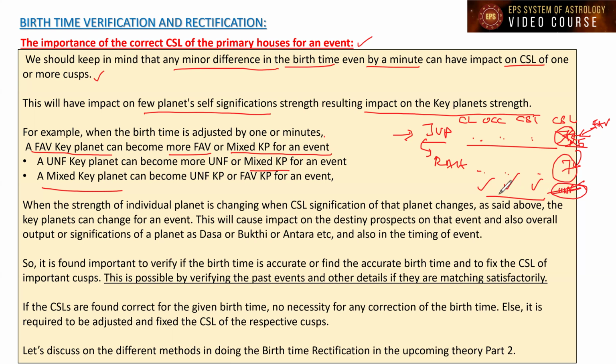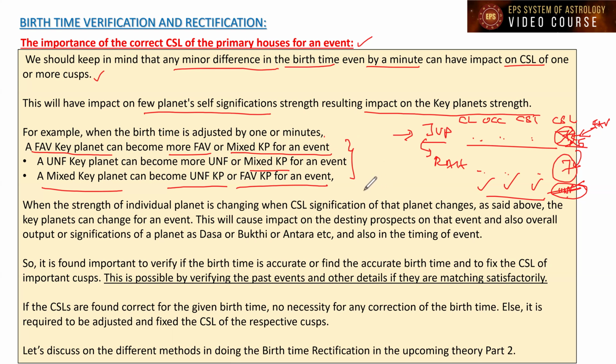Or if it has an unfavorable CSL and some unfavorable CL/CST, it is a mixed one. Now, if the favorable CSL is gone when the time is adjusted, it can become an unfavorable key planet. So a mixed key planet can become an unfavorable key planet, or it can become a favorable key planet for an event. So when we adjust the birth time, these are the impacts on the 9 planets we are discussing.